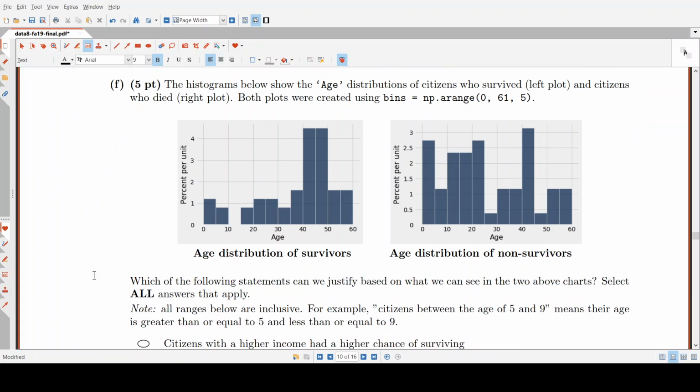Okay, part F. The histograms below show the age distributions of citizens who survived and citizens who died. Both plots were created using bins equals np.arange(0, 61, 5). So bins of 5 years each, and they go from 0 years old to 60 years old. So the question is, which of the following statements can we justify based on what we see in the above charts? Select all that apply.